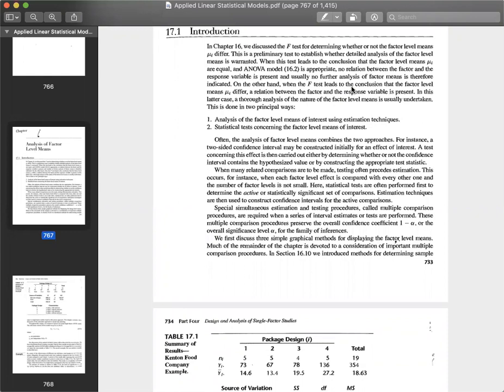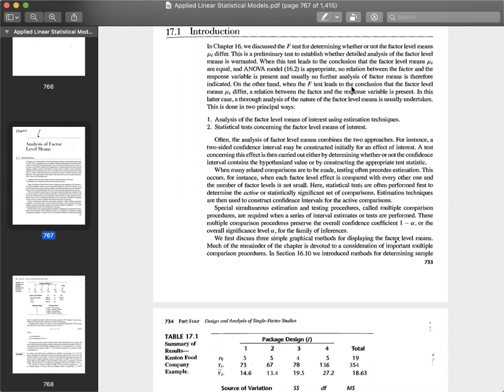When this test leads to the conclusion that the factor-level means μi are equal and the ANOVA model is appropriate, no relation between the factor and the response variable is present, and usually, no further analysis of factor means is therefore indicated. On the other hand, where the F-test leads to the conclusion that the factor-level means μi differ, a relation between the factor and the response variable is present. In this latter case, a thorough analysis of the nature of the factor-level means is usually undertaken.